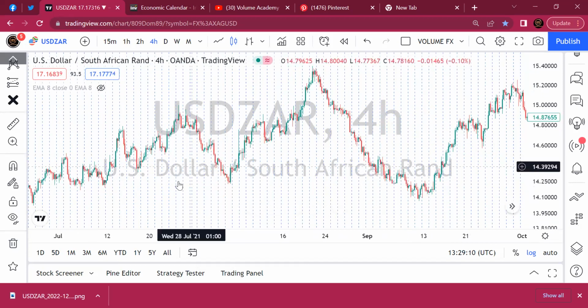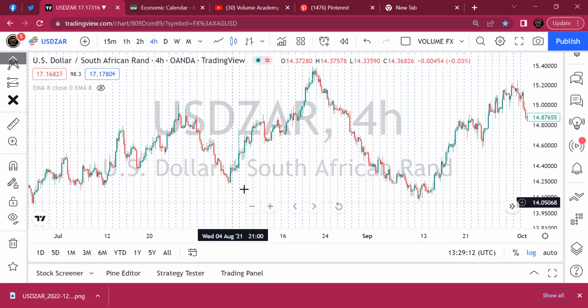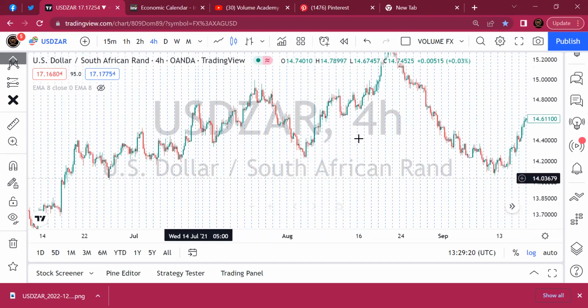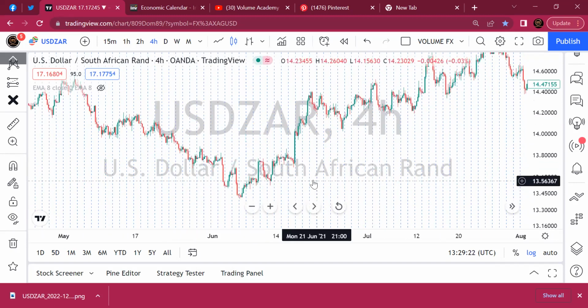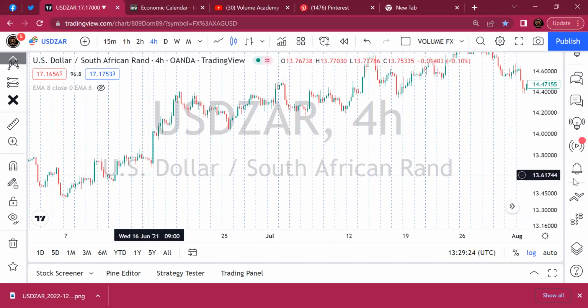Like right here, I expect some. If I do not find a harami, I'll find a morning star. If I do not find a morning star, I'll find an engulfing. If I do not find an engulfing, I'll find a demand zone. That is how it usually is.